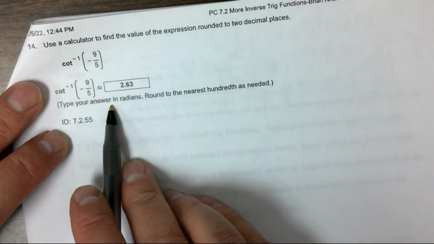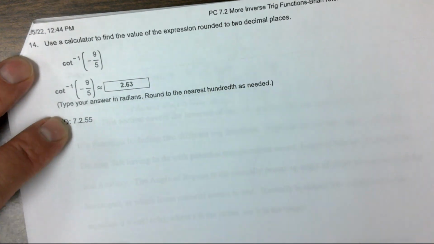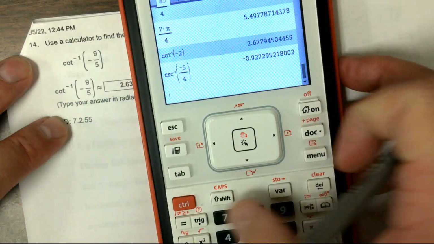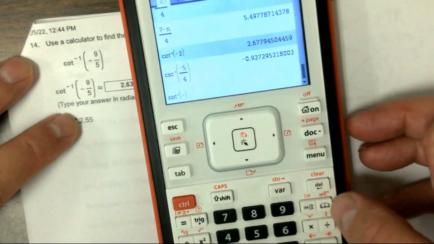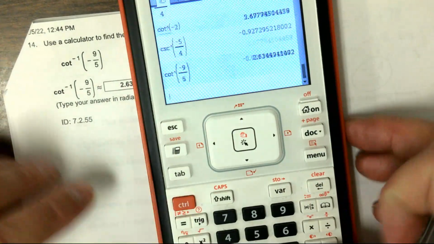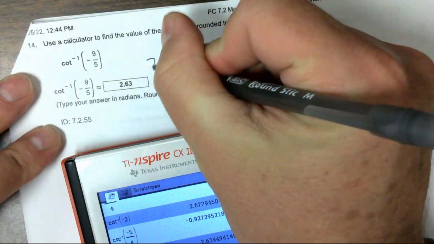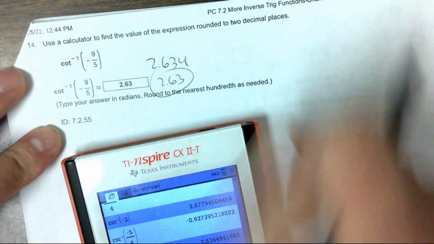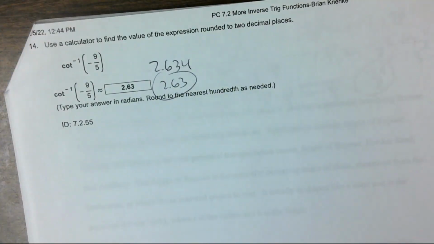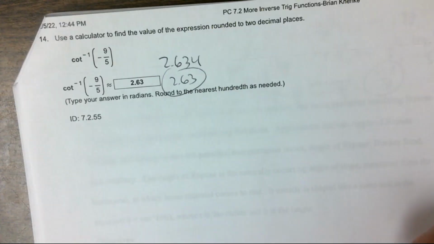And then on this one, inverse cotangent of -9/5, and that's 2.634, and so that's 2.63. So we finished up those last ones pretty fast because they're all calculated.